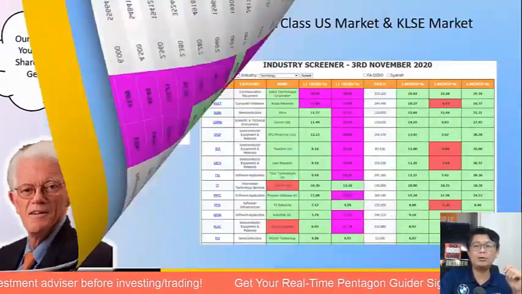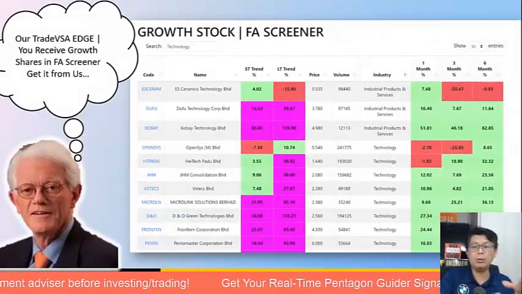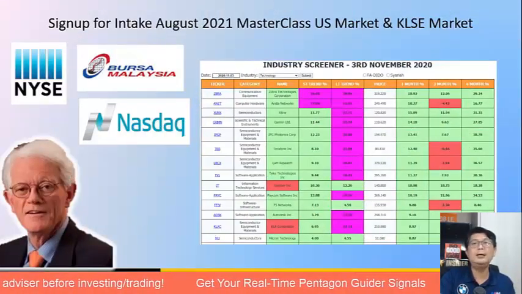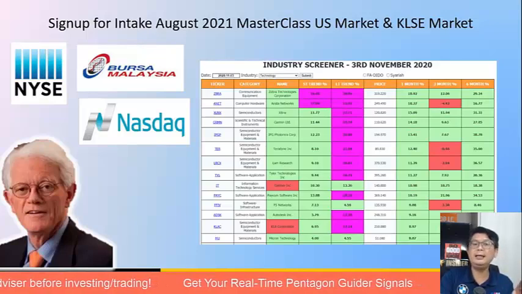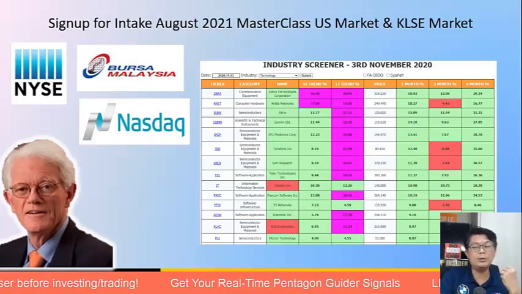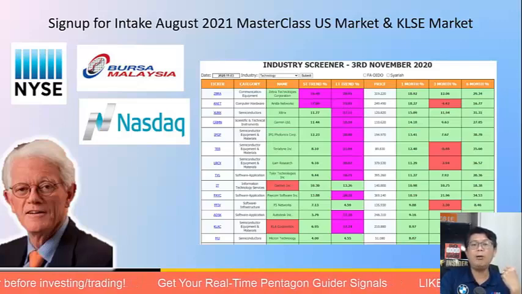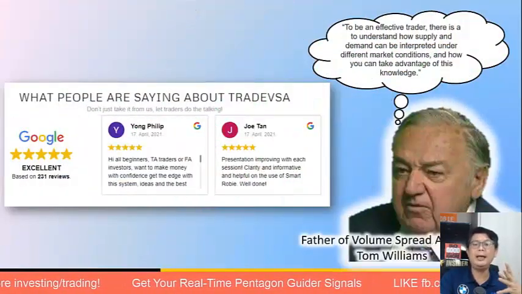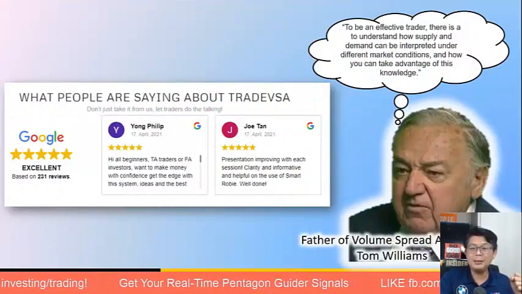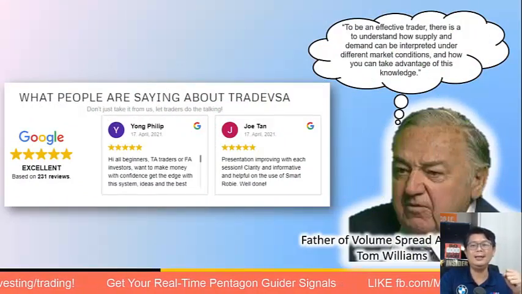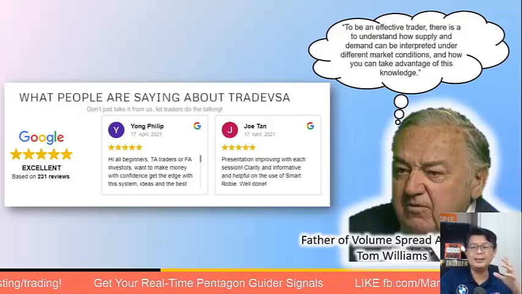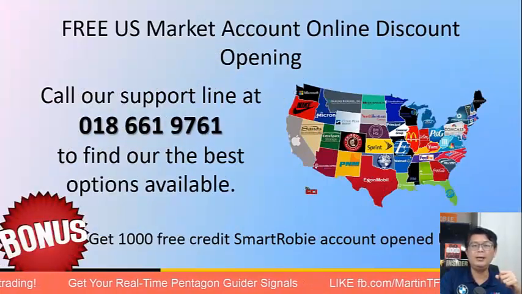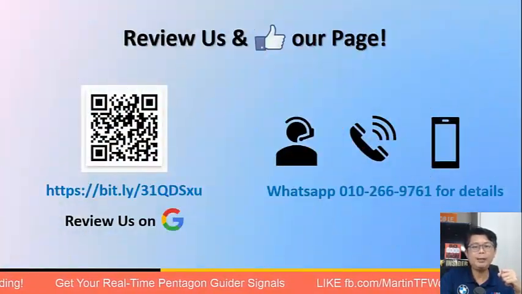In our screener, we do have all our growth screeners. Again, another strategy we will explore later, so make sure you join us. Tonight we completed our stock dividend. But for those of you who want to go to the next level, join us in our August intake for our masterclass for the US and KLSE market. Lots of opportunity, and many people continue to say many good things about us and our courses. To be an efficient trader, it's important to read the market and understand price and volume. And that's the number that we have in here.